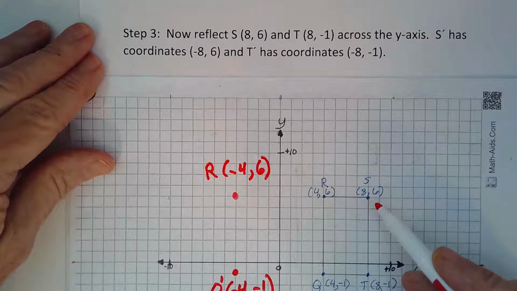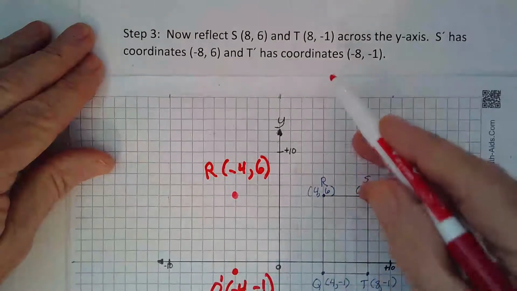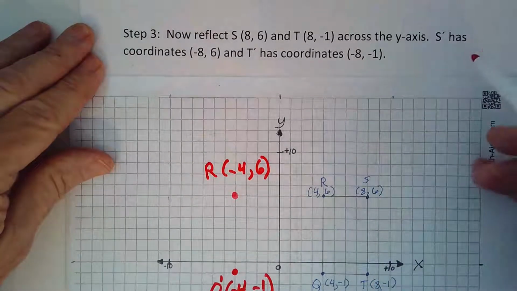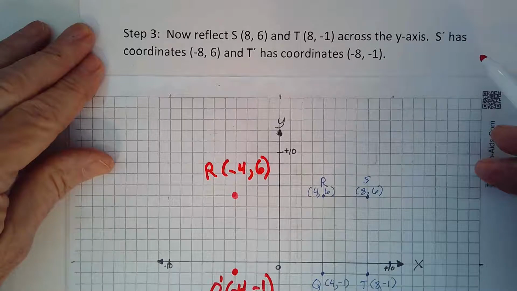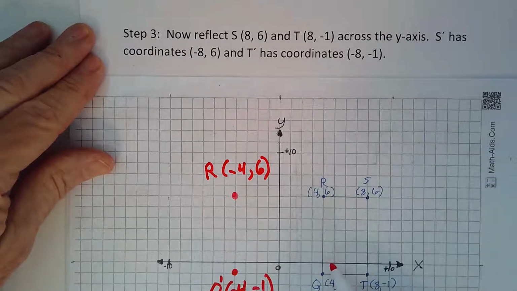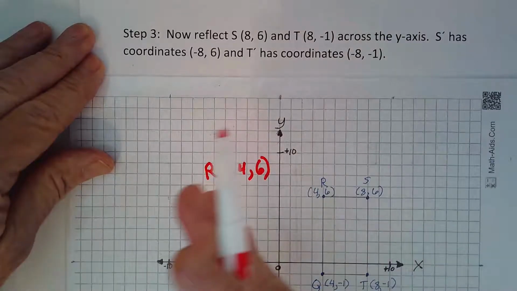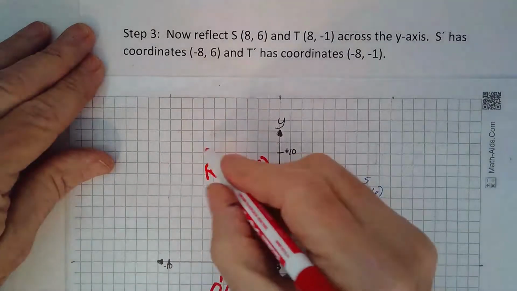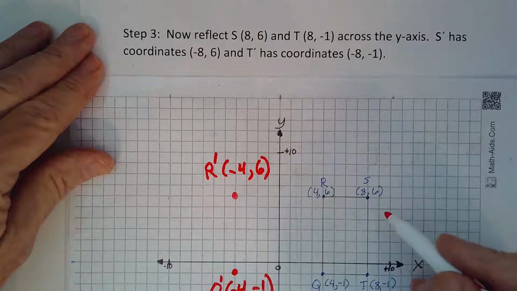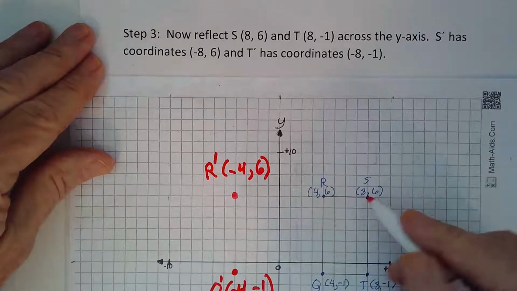You want to reflect it, and you want to reflect T, which is at 8, -1, across the y-axis. So since S prime is going to be across the y-axis, that has to be 8 units to the right, because as we said before for R and Q, they were 4 units to the right. So we had to reflect for R prime and Q prime. Let me write R prime there. We had to reflect it 4 units across the y-axis. Now it's 8. So why is it 8?